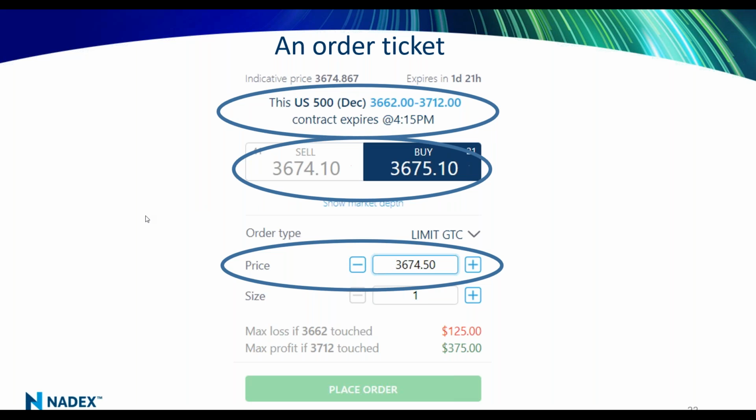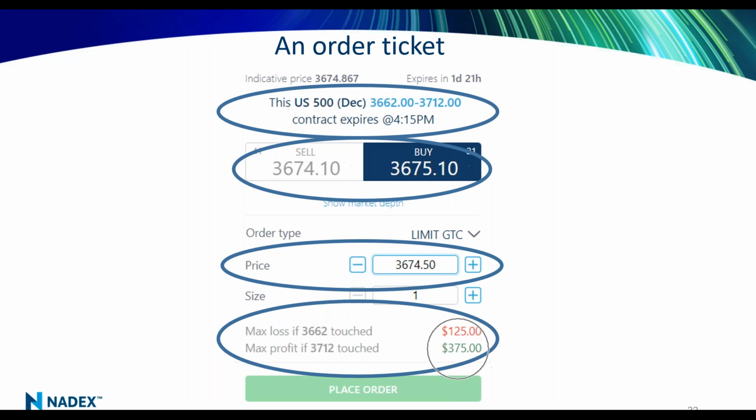And notice that we do calculate. If you were to buy one at 36.74.50, I know where the ceiling is. It's all the way up at 37.12. If it were to go all the way up there, I know that I could potentially make $375. We calculate that for you.